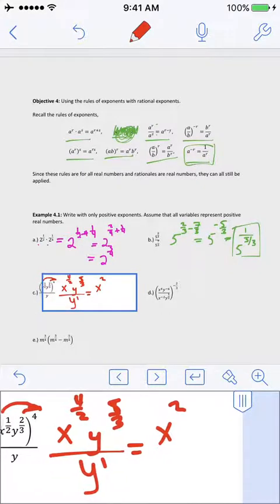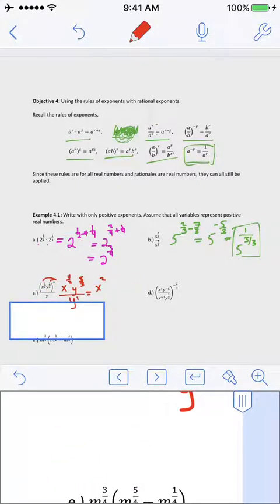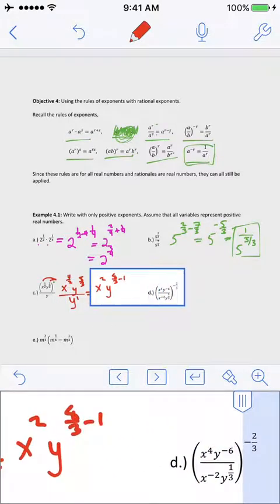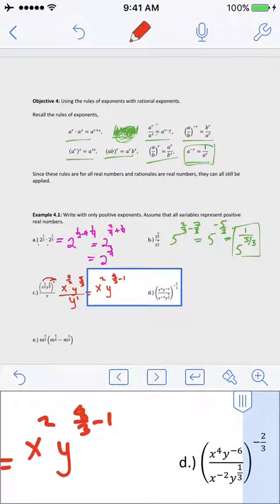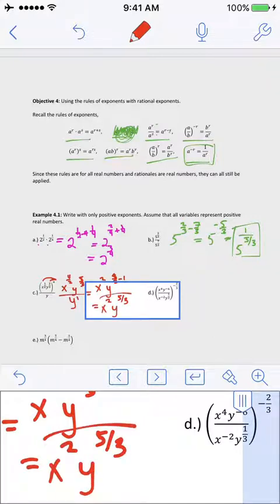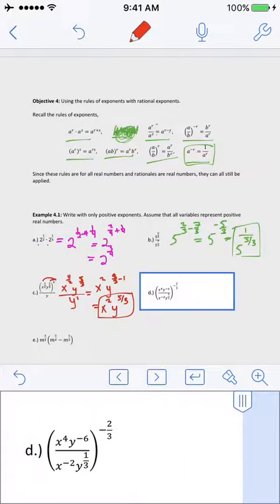8/3 and 1, let's see, I can subtract those. So y to the 8/3 minus 1, right, by quotient rule. Let's see, 8/3 take away 1, or 3/3, leaves me with x squared y to the 5/3. And I'm done. All positive powers, one of each base. There's no more I can do. Let's do another one.